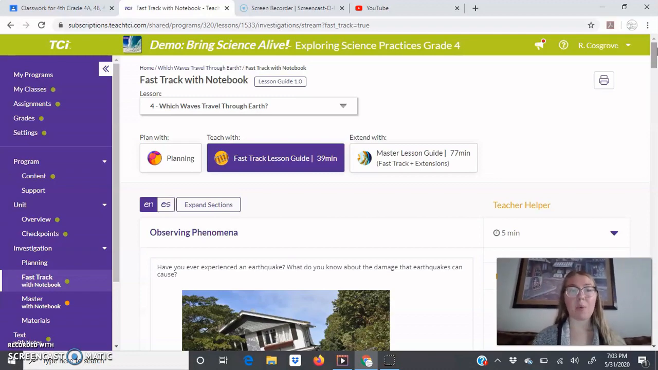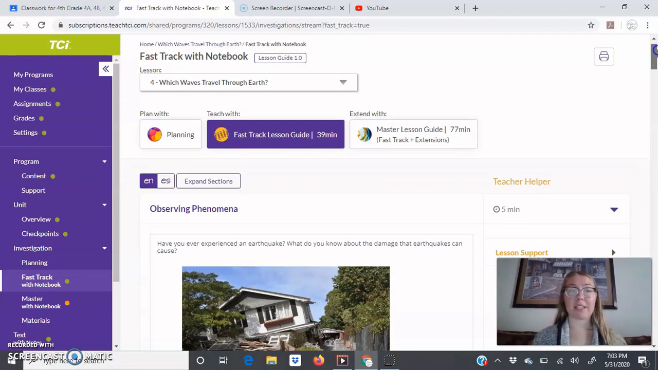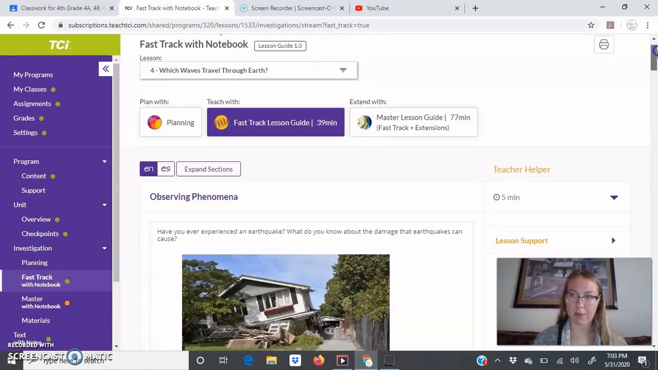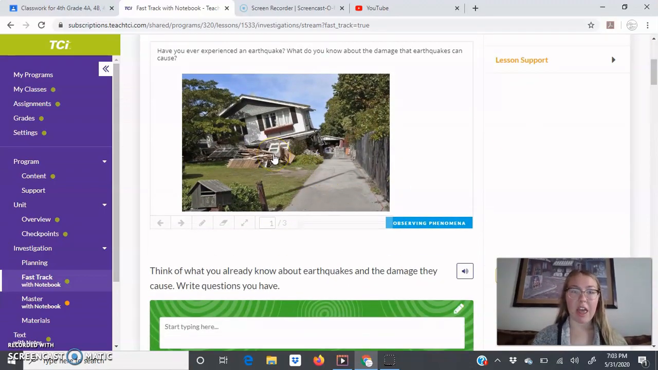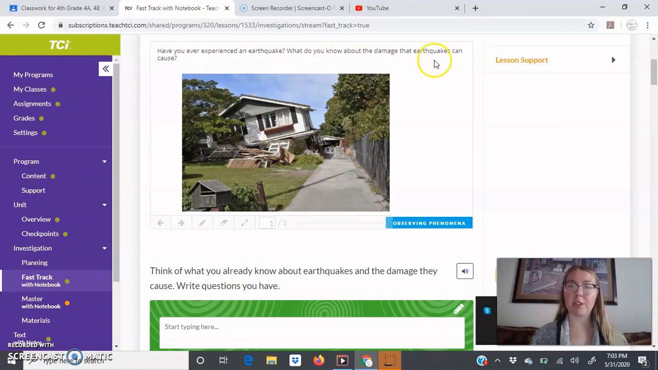So today we are learning about earthquakes and the types of waves that travel through the earth. These are called seismic waves. So we see this picture right here, and this house looks like it is toppling over. The foundation is totally crumbled. And our question today says, have you ever experienced an earthquake? What do you know about the damage that earthquakes can cause?